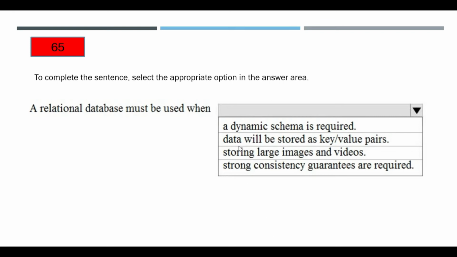The second option, data will be stored as key value pairs. This is a property of a document DB, something like Cassandra or MongoDB. Not relevant for a relational database. We'll skip this. Let's look at the third option, storing large images and videos.